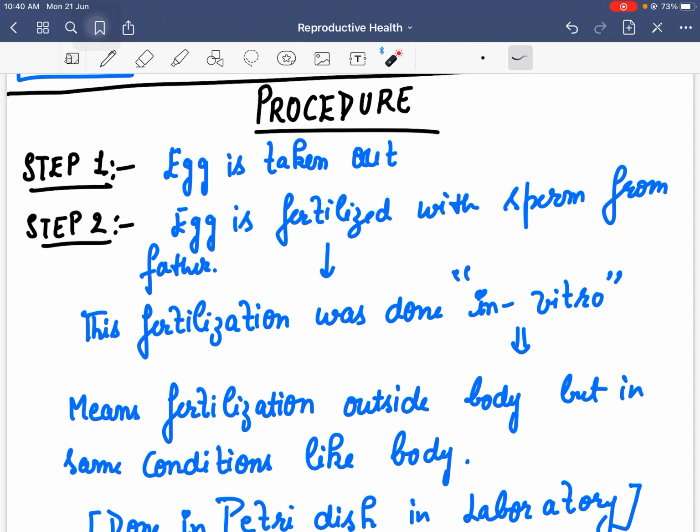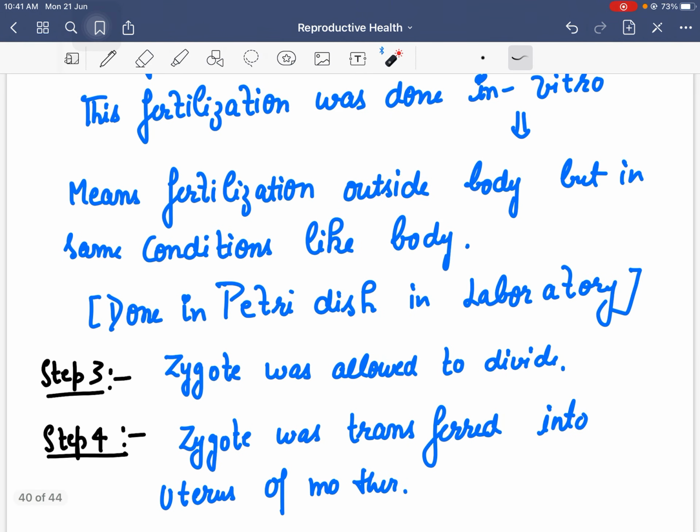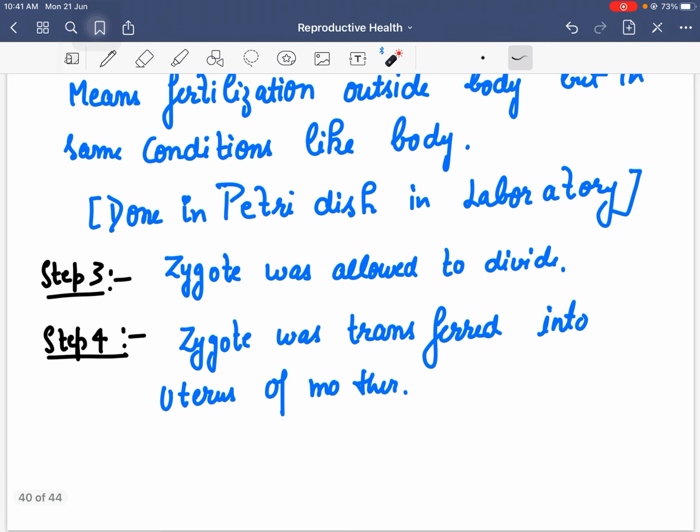The egg is the mother's and the sperm is the father's, but because the problem is in the fallopian tube, we basically have to arrange the fertilization. So fertilization was done in vitro, meaning fertilization happens outside the body, but the conditions are very, very carefully maintained the same as the body. It is usually done in a petri dish in the laboratory conditions.